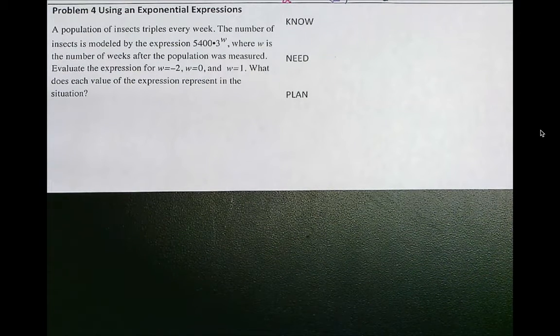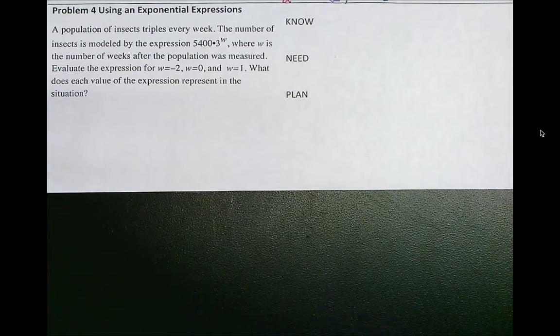In problem 4, we will apply the properties of zero and negative exponents to this real-world situation. Let's read the problem. A population of insects triples every week. The number of insects is modeled by the expression 5,400 times 3 to the power of w, where w is the number of weeks after the population was measured.